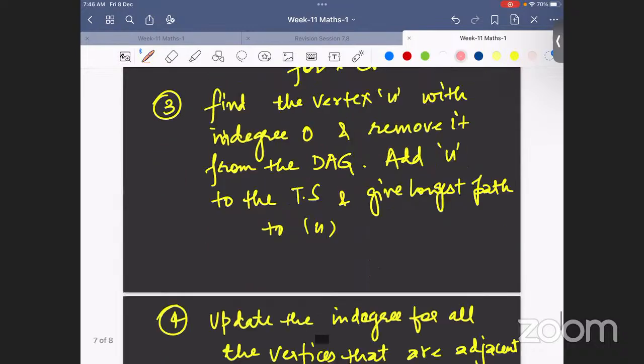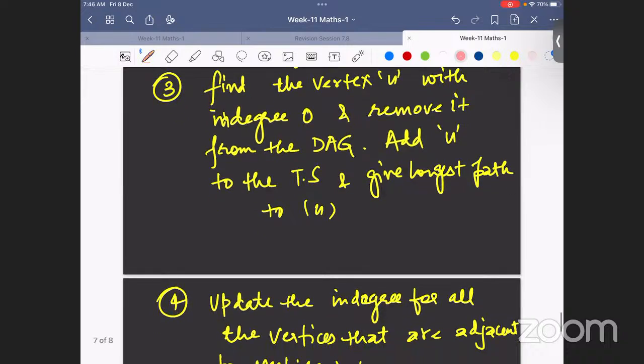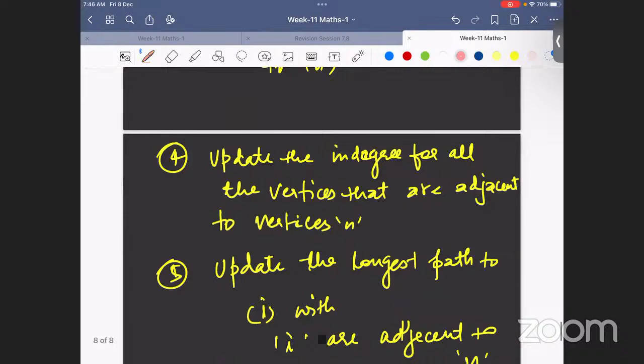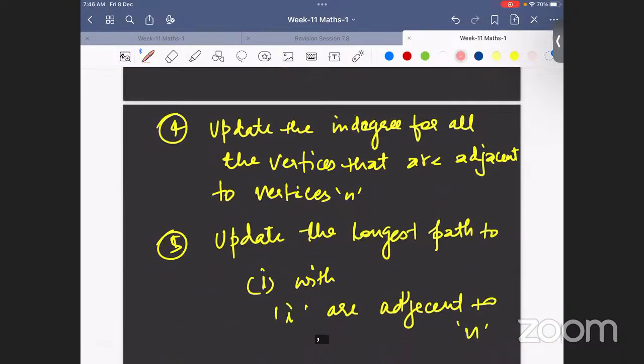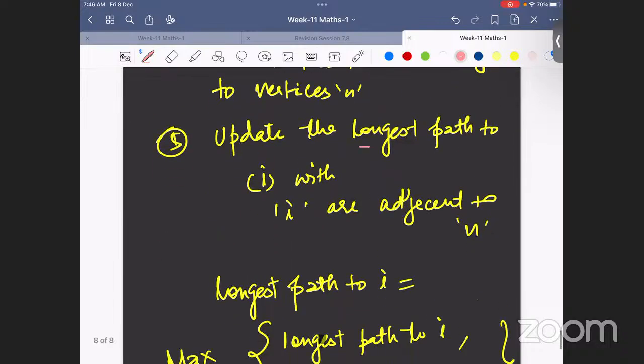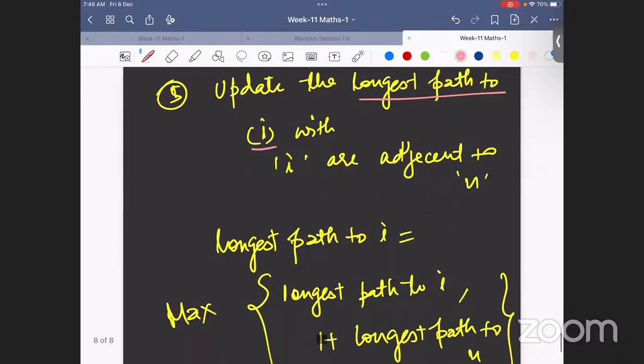Okay, and then you are adding that vertex u to the topological sorting, whatever we were doing earlier for the topological sorting also. And then you are giving the longest path to u. The only thing that you are updating here is the longest path. So update the in degree for all the vertices adjacent to u, and update the longest path to I. This is what you are adding here, and again you are repeating the process.